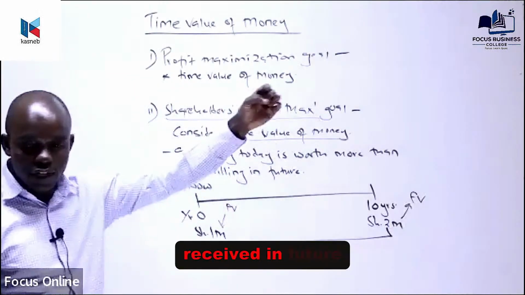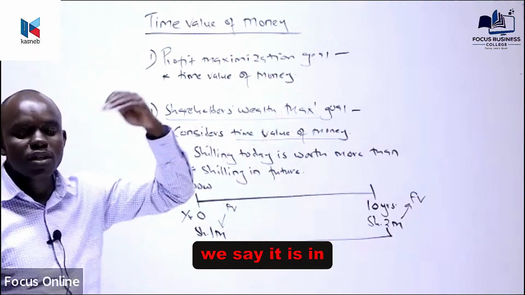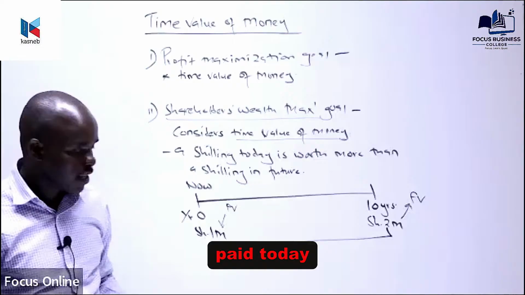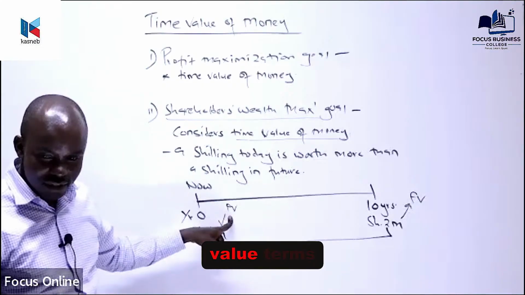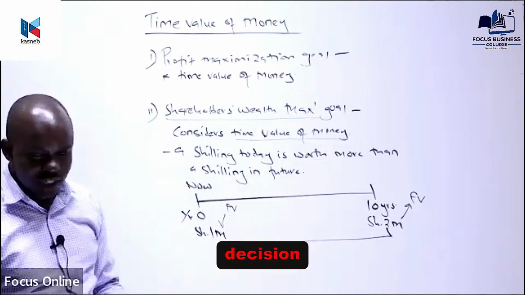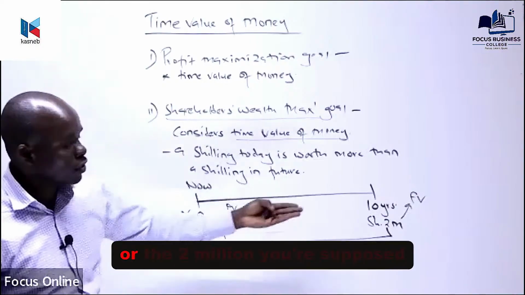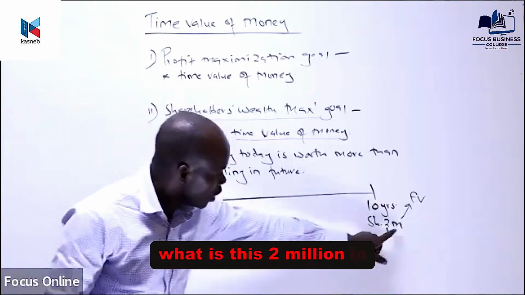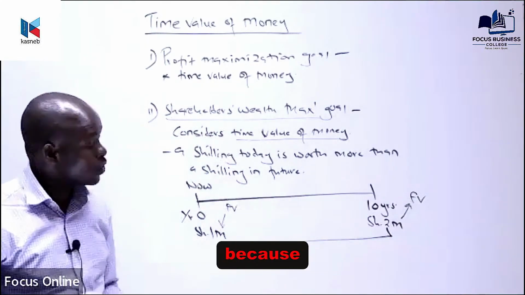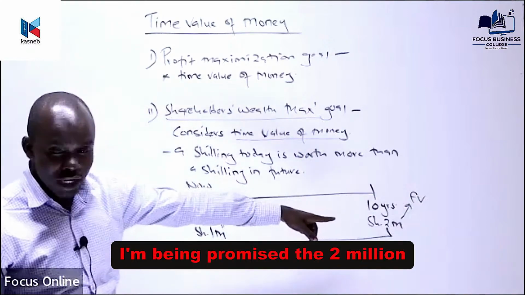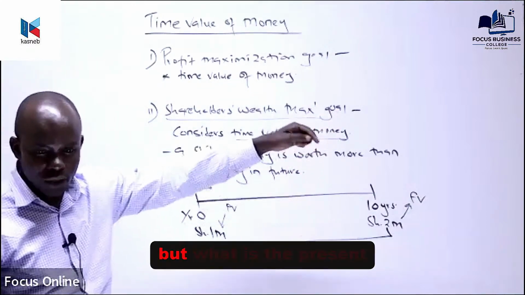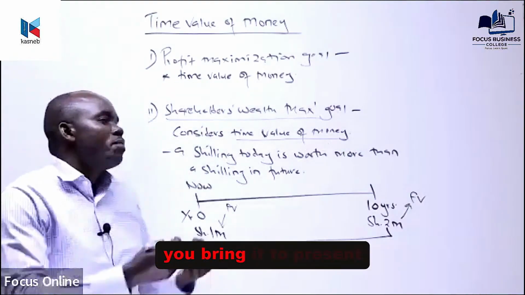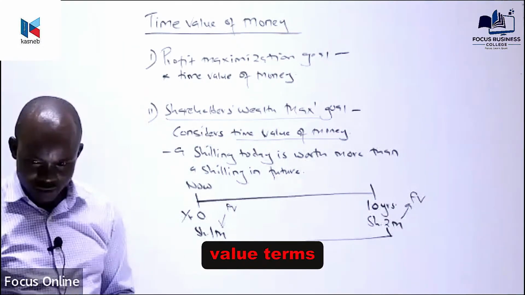If an amount will be received in future, we say it is in future value form. If it's been received or paid today, we say it's in present value terms. So before you make your decision on whether to go for the 1 million or the 2 million, you're supposed to ascertain what this 2 million is in present value terms, because I'm being promised the 2 million in future value terms. That is, you bring it to present value terms.